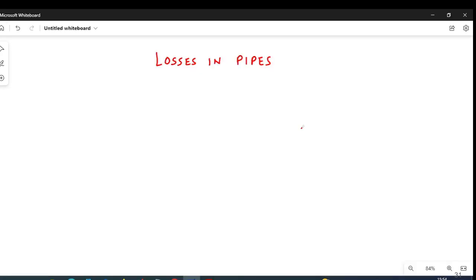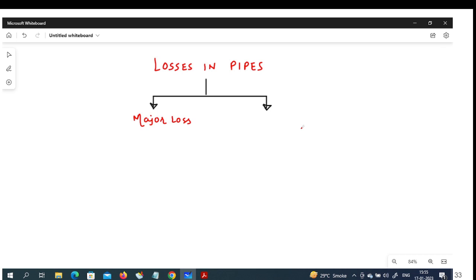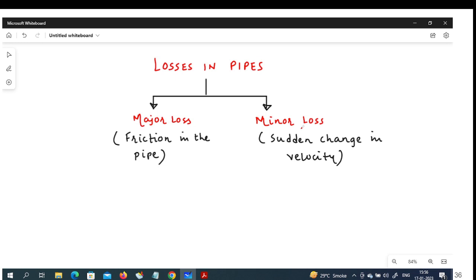We have seen that there are some losses in the pipe. We can categorize those losses into two categories: major loss and minor loss. Major loss is due to friction in the pipe, that is, due to resistance offered by the boundary wall. Minor loss is due to sudden change in the velocity. We have different mechanisms by which the velocity of flow is changed, and because of that there is some loss, and those losses are termed as minor loss.